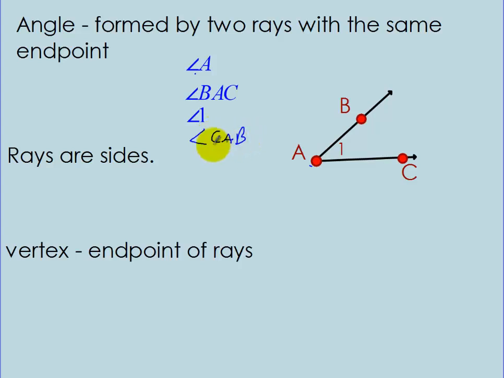Another way I could do this: if I have BAC, I can take the reverse and call this angle CAB. Rays are the sides of these angles. So we have two rays in this case: ray AB and ray AC. The vertex is the point, the endpoint of both rays. In this case, we have a vertex A.